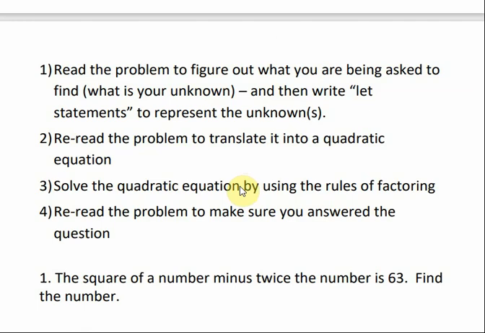Then you need to reread the problem and translate it into a quadratic equation. Then we can solve the quadratic equation, usually by following the rules of factoring, and then reread the problem to make sure that you answer the question. So let's look at our first example.